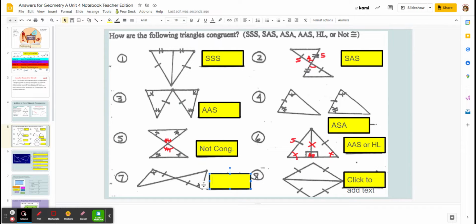All right, number 7. Number 7 here. Notice we have one pair of corresponding angles that are congruent, one pair of sides that are congruent. Hopefully you notice we've got another pair of angles here. We've got those vertical angles that are congruent to each other. So we've got an angle, a side, and an angle. Notice that side is between the two angles. So this is angle, side, angle.